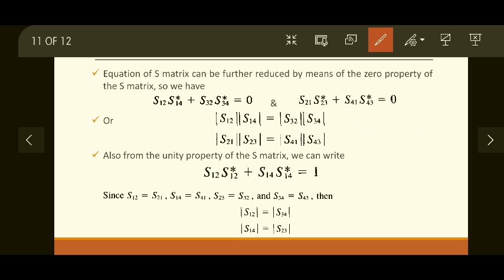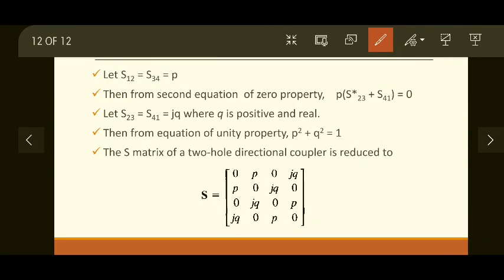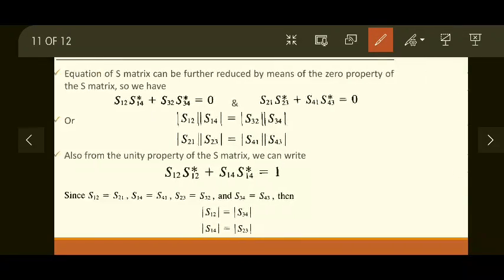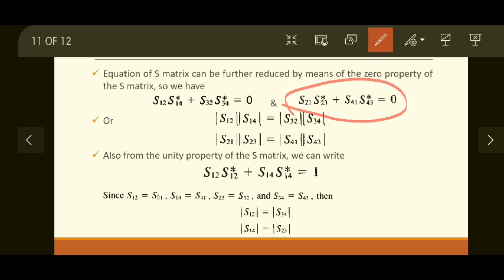Considering this, let's assume that S12 is equal to S34 is equal to the same value, that is P, and S14 and S23 equal to jQ. Both P and Q are real, and j denotes the imaginary part. So if we assume that, how can we reduce? Let S12 and S34 be equal to P. So from the second equation of the zero property, what is the second equation of the zero property? Sorry, this is the second equation of the zero property.